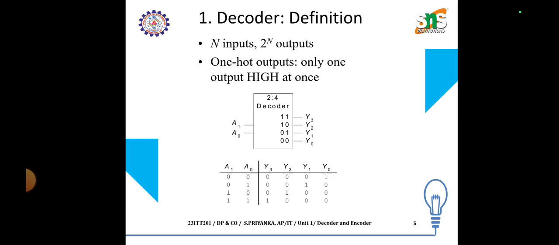Here A1 and A0 are the inputs, whereas we receive 4 outputs, that is y0, y1, y2, y3. This is a 2:4 decoder. If you give 2 inputs, you will get 4 outputs, that is called a 2:4 decoder. These are the input combinations: 11, 10, 01, 00. Now let's see the table. The inputs A1, A0 are 00, 01, 10, 11. The outputs received are y3, y2, y1, y0. Here we get the diagonal ones.